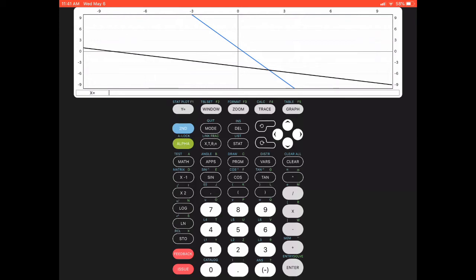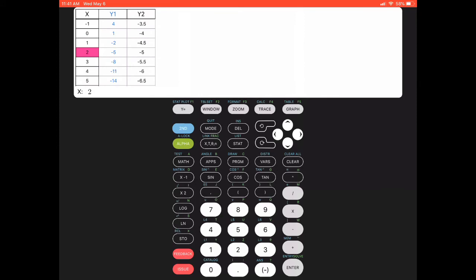So if the x coordinate's between 0 and 3, I'm going to go to my table, and I notice at 1, the y coordinates are not the same, but when I go to 2, the y coordinates are the same. So that's how I know they intersect at 2, negative 5. Look for where the y coordinates are the same.